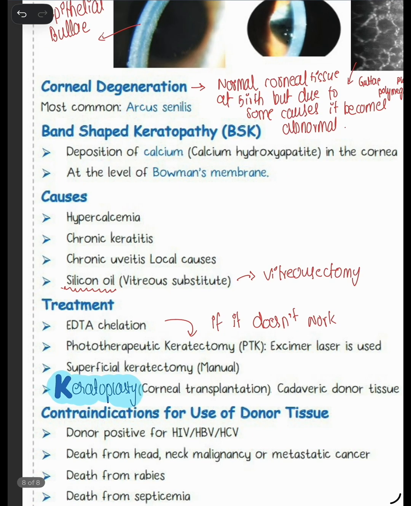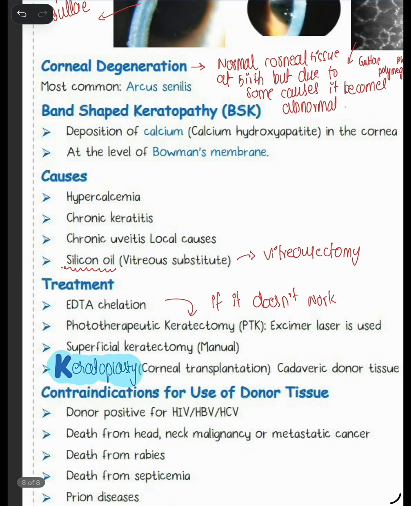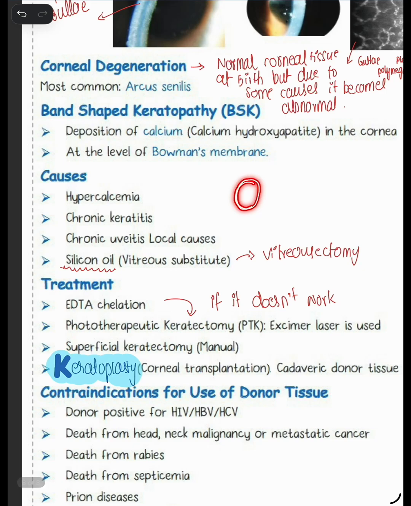So what are the causes? It can be due to the systemic causes, hypercalcemia, and ocular causes are the chronic keratitis, chronic uveitis, and the silicone oil. So in vitrectomy, we use the vitreous substitute. We remove the vitreous and we use the silicone oil. Due to the presence of the silicone oil, the calcium in the form of calcium hydroxyapatite deposits in the cornea at the level of the Bowman's membrane near the limbus. It will result in the band-shaped keratopathy.